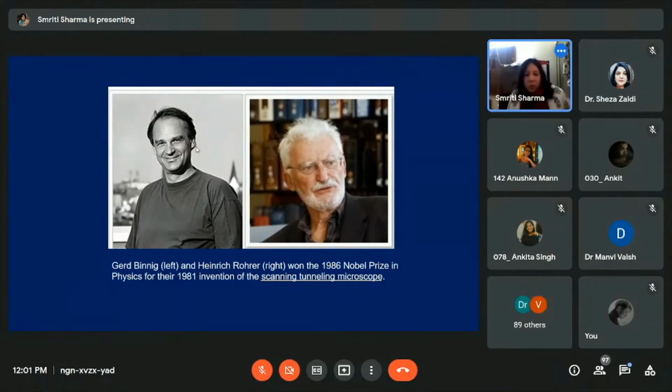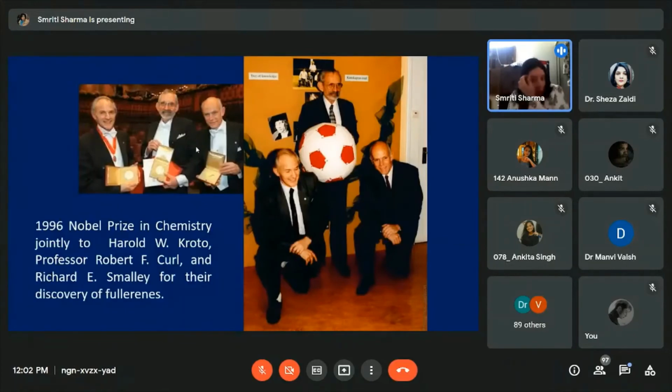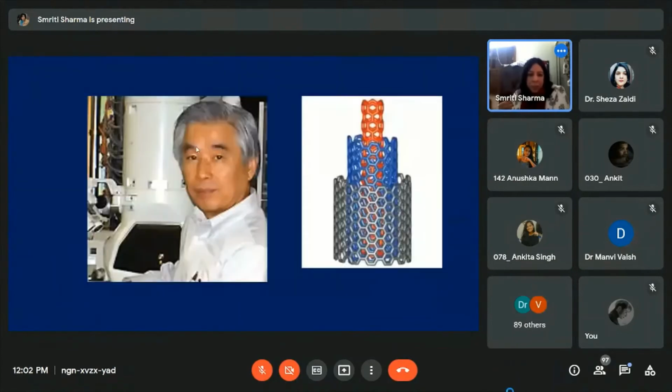This is because of the microscopic tools that we have, courtesy Gerd Binnig and Heinrich Rohrer. Now, Rohrer, some people say he's the father of nanotechnology. They discovered the scanning tunneling microscope. So you can now see and manipulate things at the atomic or nanoscale. Then the Nobel Prize in Chemistry was awarded to Kroto, Curl, and Smalley for their discovery of fullerenes. I'm just showing you so that you have an idea about the major discoveries. And Sumio Iijima discovered carbon nanotubes.